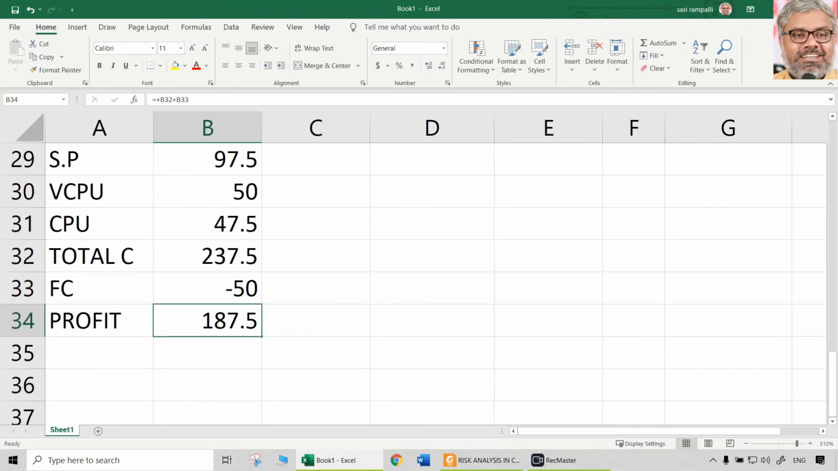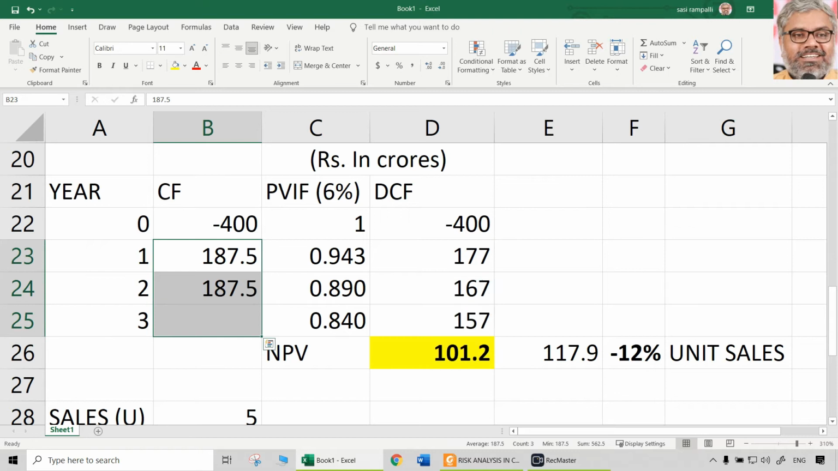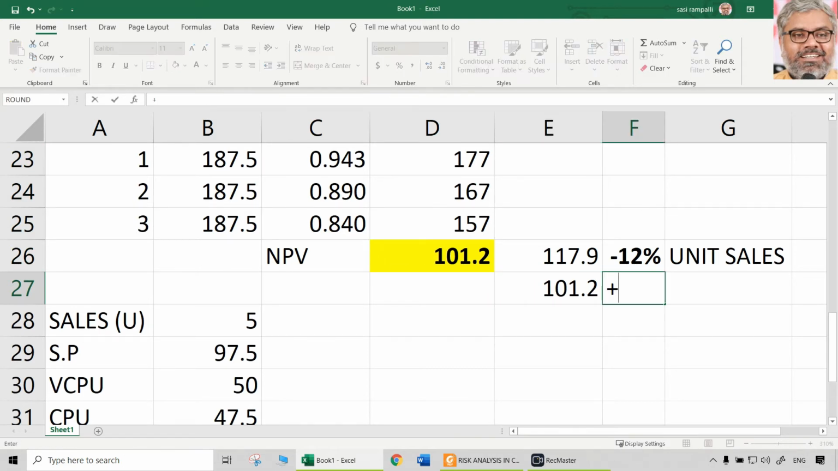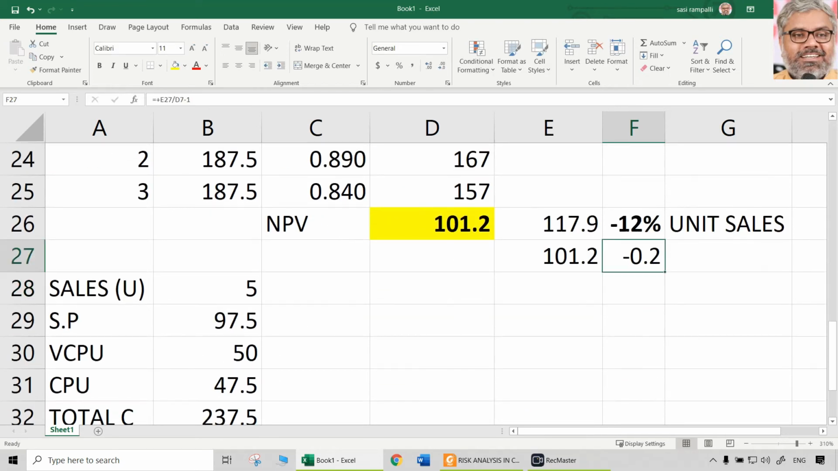Now how much is profit? 187.5. Put it here, 187.5, and you will get all the final things. So now how much is NPV? 101.2 only. So what is the percentage change here? 101 new divided by old original minus 1. That means around 25% change happened in NPV because of only 2.5% change in selling price. That means selling price reduces by 2.5% only, but total NPV reduces by 25%. So that's very sensitive. So that is selling price change.